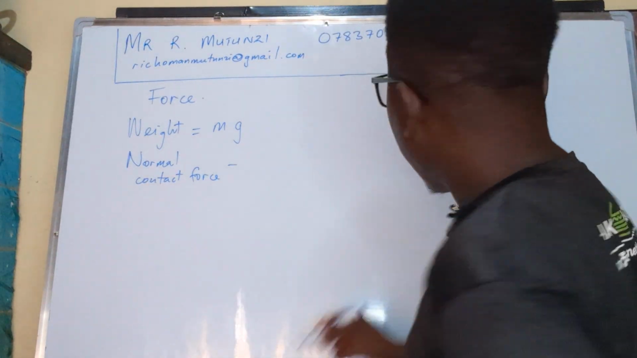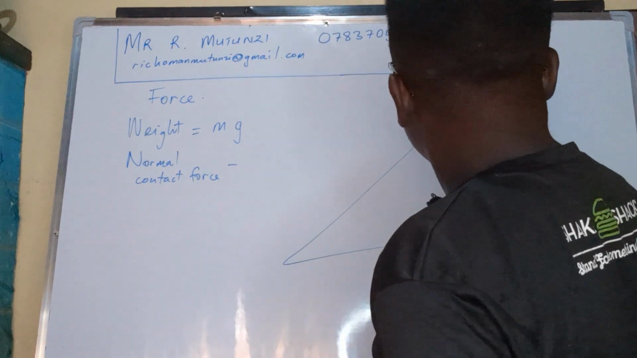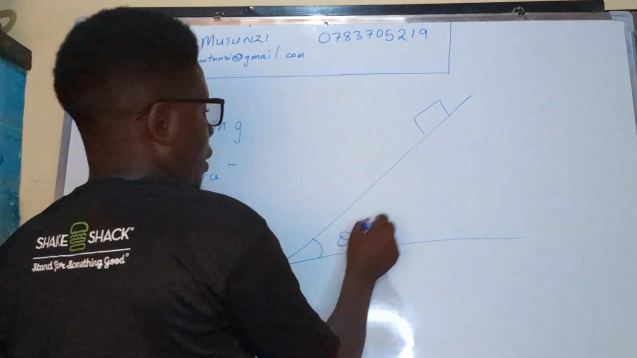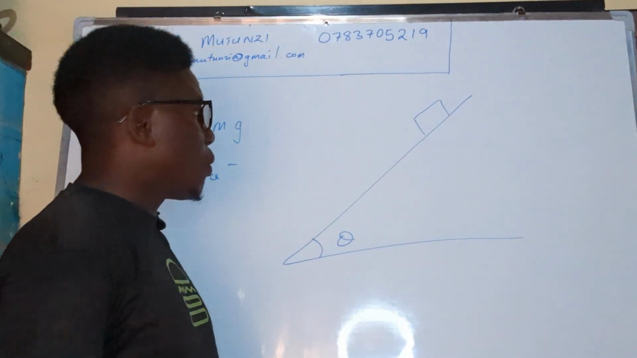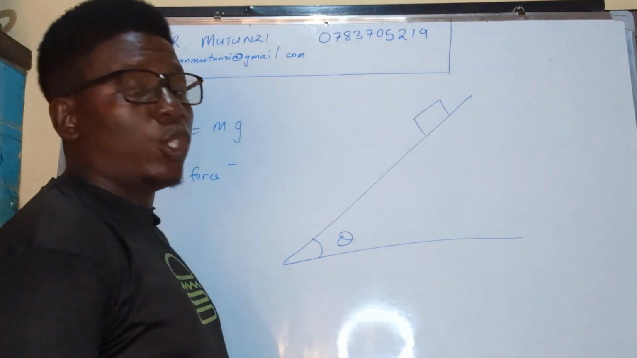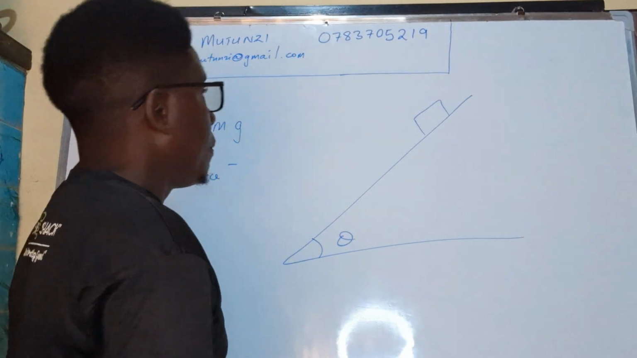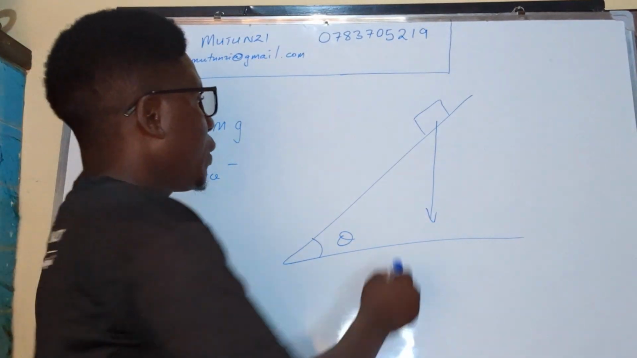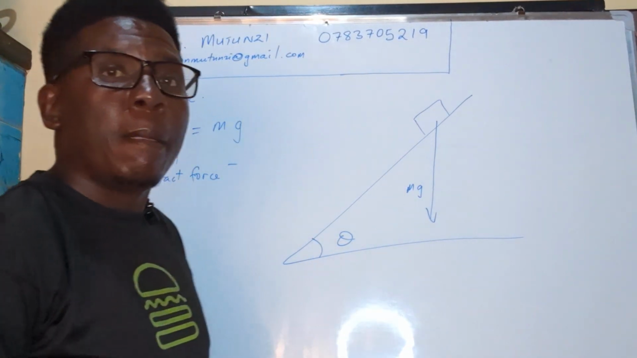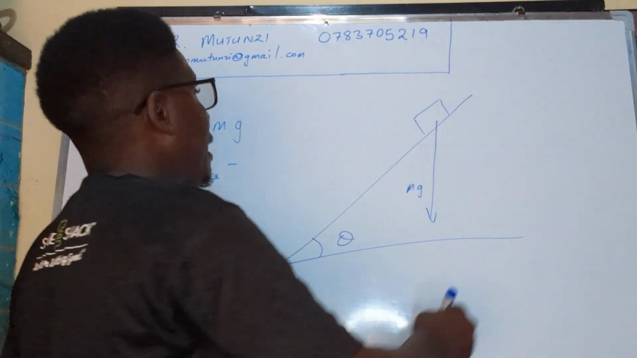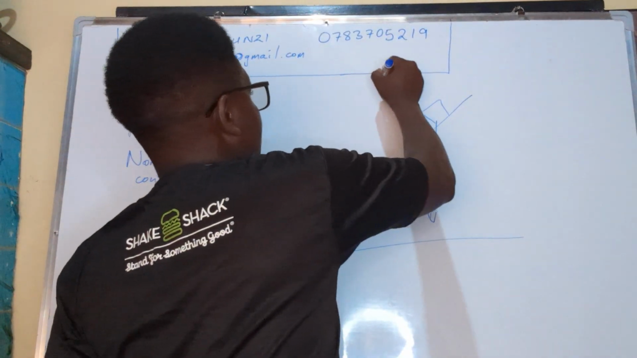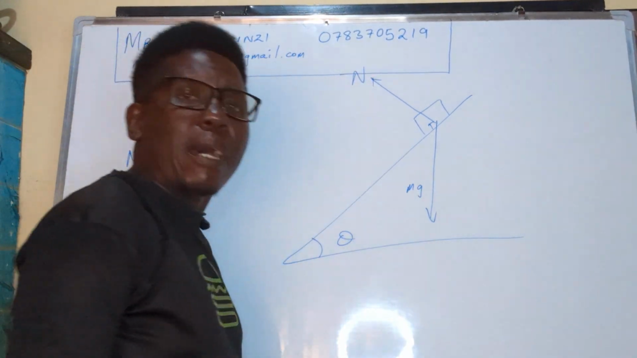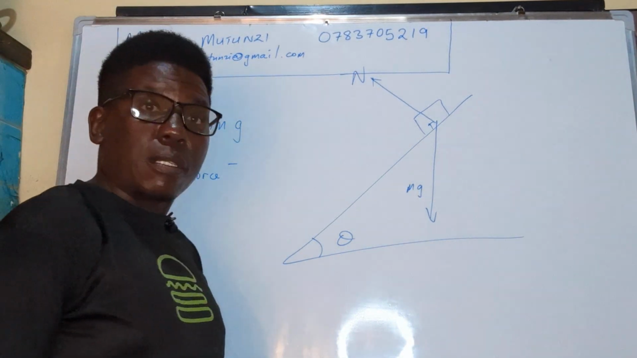So consider a body that is on an incline. Maybe the incline angle is theta, and this body is of mass m. You should understand that there is a force which acts vertically downwards on the body, which we call mg. And again, you should understand that there is a force which acts perpendicular to the surface. This force is what we call the normal contact force.